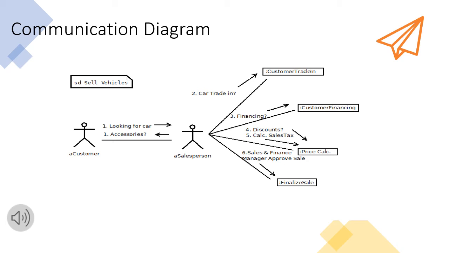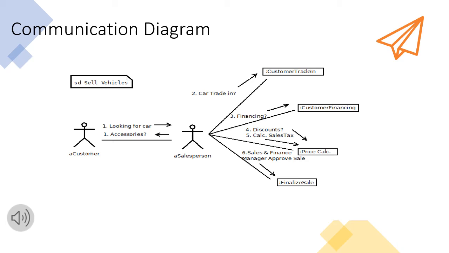This is the communication diagram for sell vehicles. First, a customer will meet with a salesperson looking for a car. The salesperson will ask if any accessories for the car are wanted, and based on the customer feedback, a match is made. Second, the customer is asked if a car trade-in is being made, with the customer feedback of yes or no. Third, if the customer needs financing will be asked. Again, customer feedback will be yes or no.